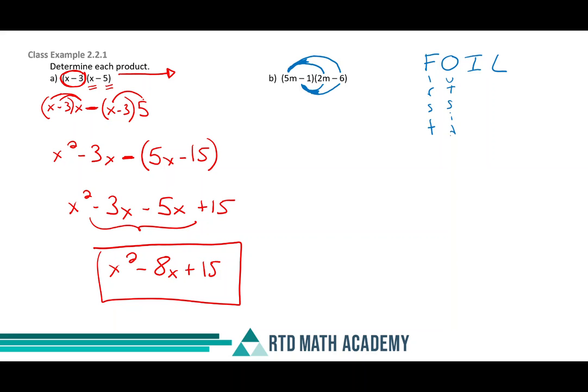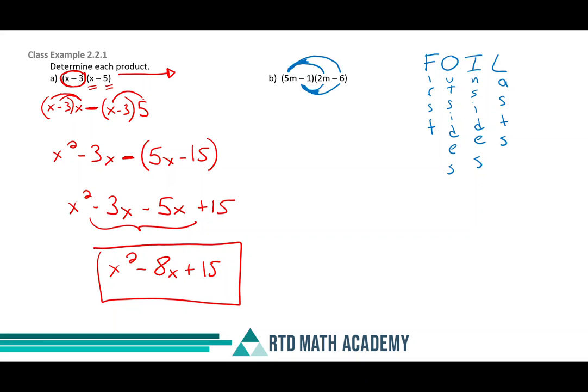O-U-T-S-I-D-E. So the outsides, which are the 5m and the negative 6, and that's like the first of my claw. This would be the insides, so that's the negative 1 and the 2m, and then the lasts. And that's what the acronym FOIL means. It's the same thing as the claw, and all I did was draw a couple of lines. You're going to see me do this quite a few times over the next couple of examples.